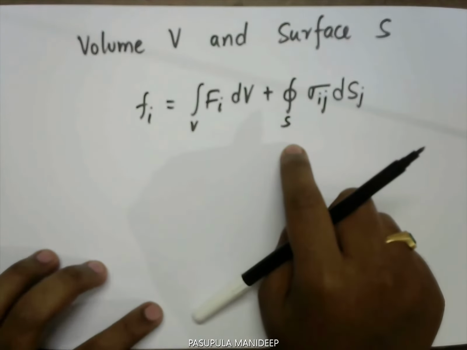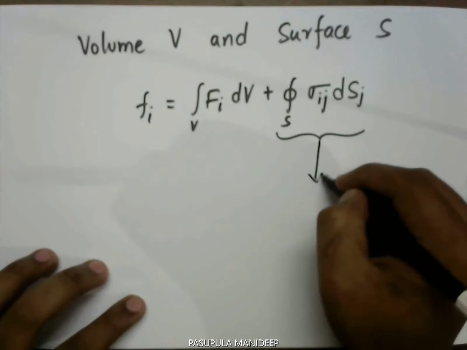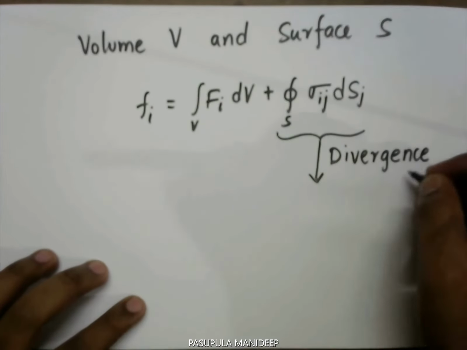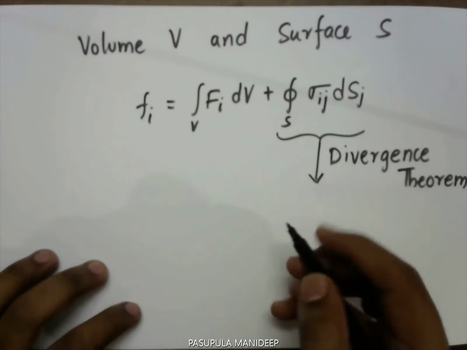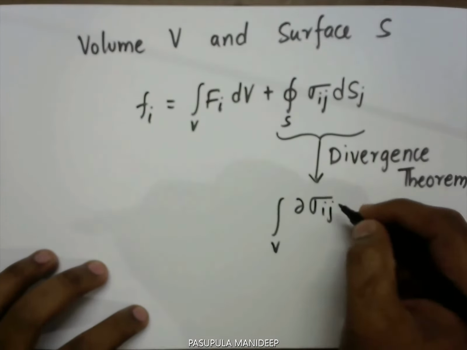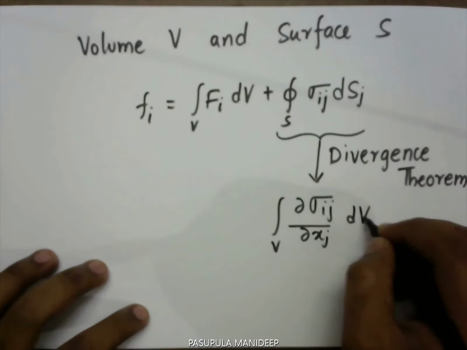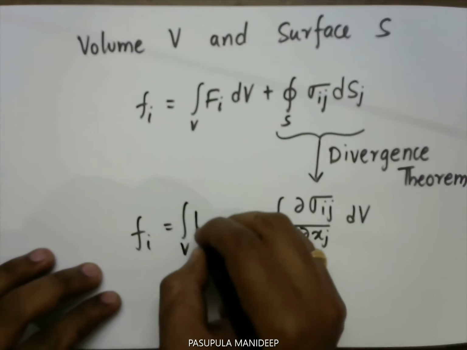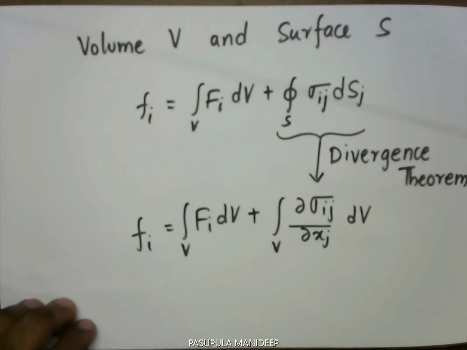To make everything in terms of a volume integral, we can make use of the divergence theorem, and we can write this component as the volume integral of del sigma ij by del xj into dV. The rest of the part will be as it is.